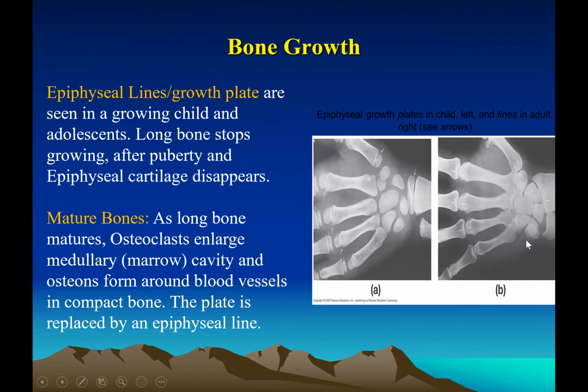So this is an X-ray. The one on the right is an adult X-ray, and here's a child where you can see the epiphyseal line. After puberty, the epiphyseal line, or the growth plate, is completely sealed and you don't see it in the adult X-ray. So the epiphyseal line completely disappears because it has ossified. It has been replaced by bone. The hyaline cartilage is replaced by bone in the adult.